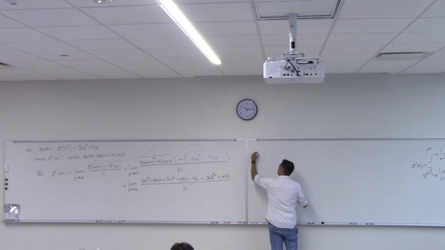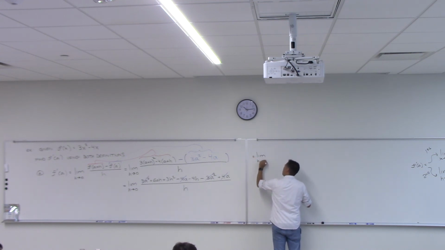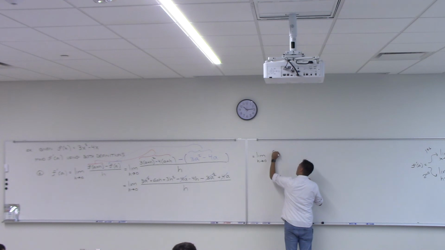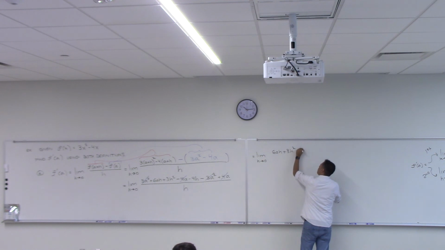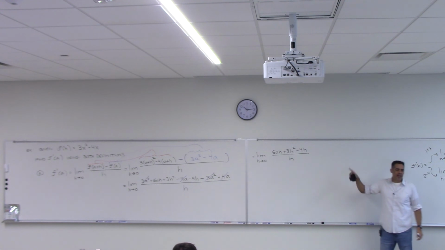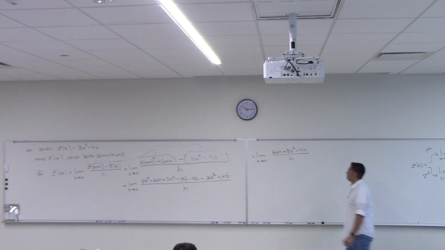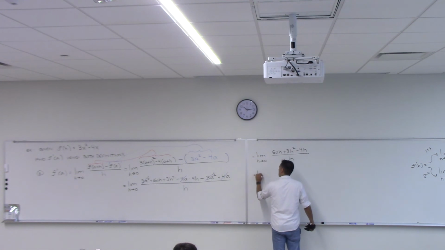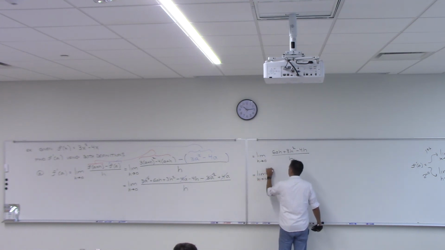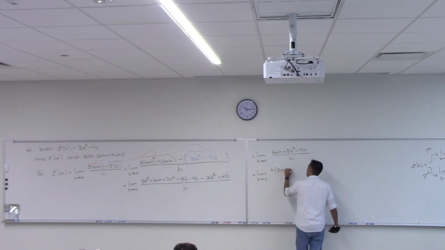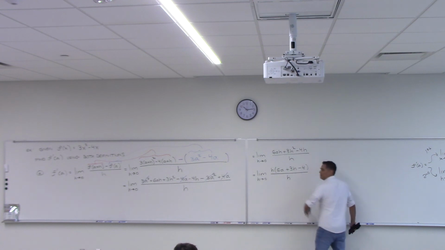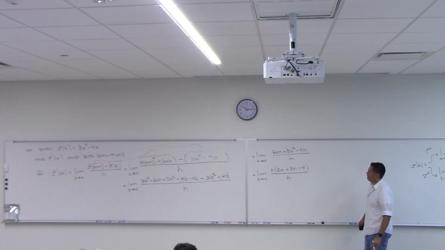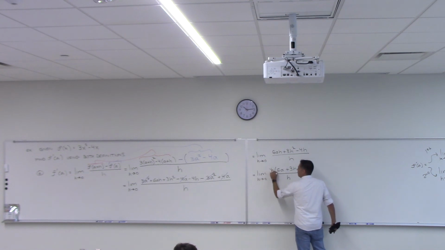So this is limit, h goes to 0. All right, we have 6ah plus 3h squared minus 4h all over h. And now every term in the numerator has an h, so factor it out. If you want, you can just cancel it right now, but I'm a big fan of, who cares? Just put one more line on your paper. It's not the end of the world here. Pull the h out of the top. Now they're gone.